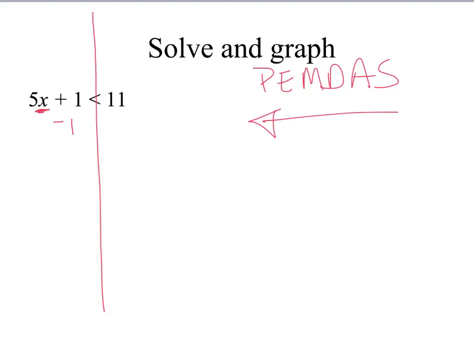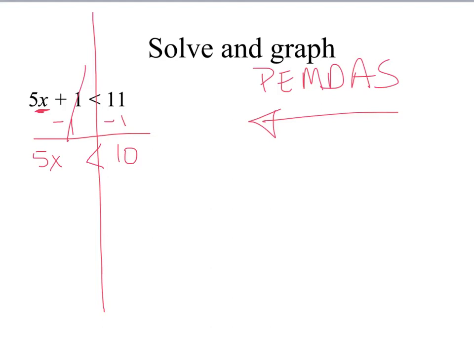So if I do it on the left, I need to do it on the right. The ones cancel out. I am left with 5x. 11 minus 1 is 10. And I noticed a lot on the test, people are forgetting to bring their equal signs, or in this case, their inequalities down. You need to bring that inequality down the entire way. So now I have 5x is less than 10.